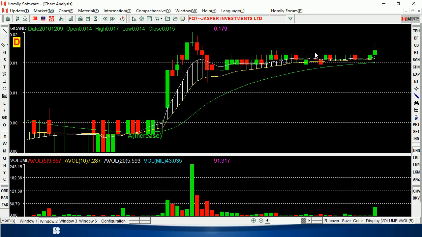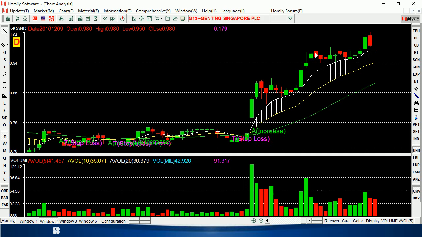Then we can see the next one. This one, the green line is up or down? Up, right? So firstly, we should analyze the trend first, then we can decide which point is the good buy point, okay? So let's see this one, good or not, Genting.